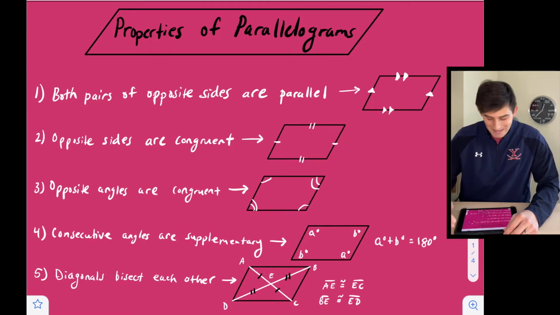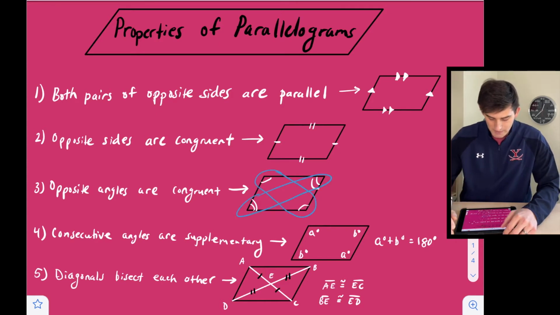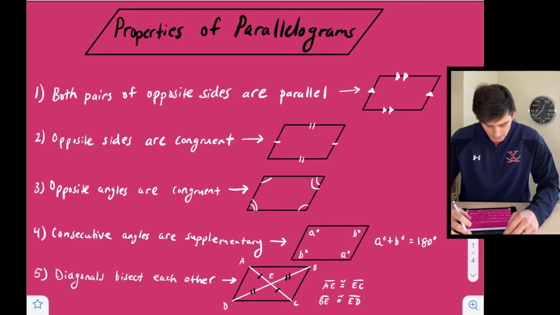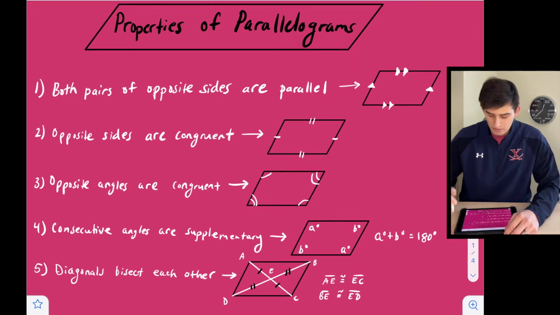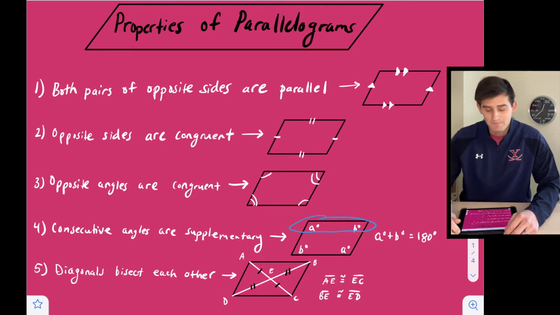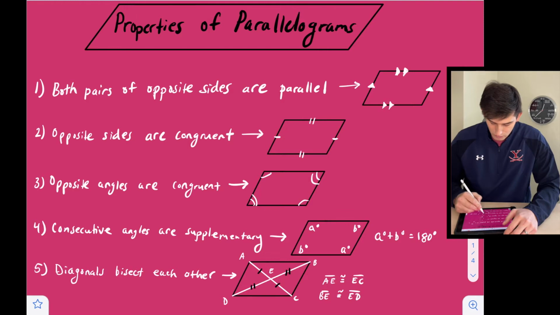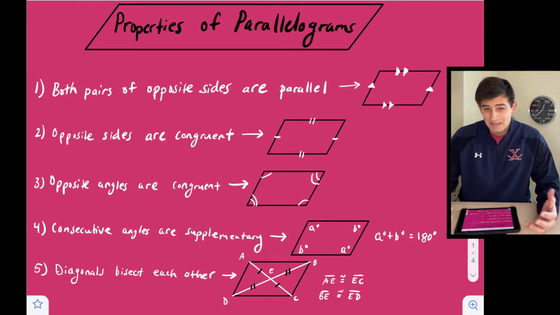Similar to that, opposite angles are going to be congruent. Okay, so we see our opposite angles there are congruent. Number 4 says consecutive angles are supplementary. So consecutive angles would be like angle A and angle B right there. That would be one example, or we could even do those two angles right there. Because basically we have our parallel lines cut by a transversal relationship going on there. And so that's where those supplementary angles come from.